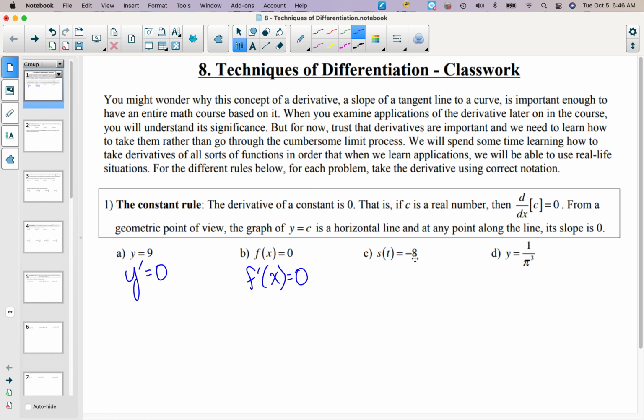s of t equals -8, which is a constant, so s prime of t equals 0. y equals 1 over pi cubed, which is a constant, although sometimes this tricks people, but it is a constant, so we get y prime equals 0. So that's an easy one, so just remember the derivative of a constant is 0.